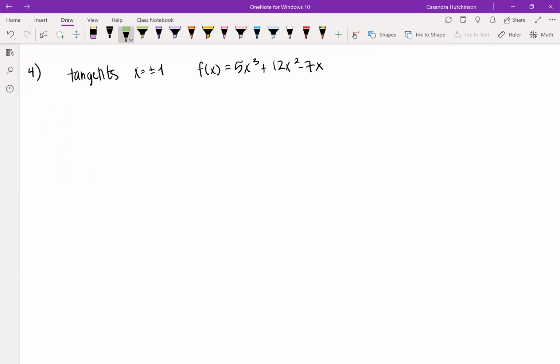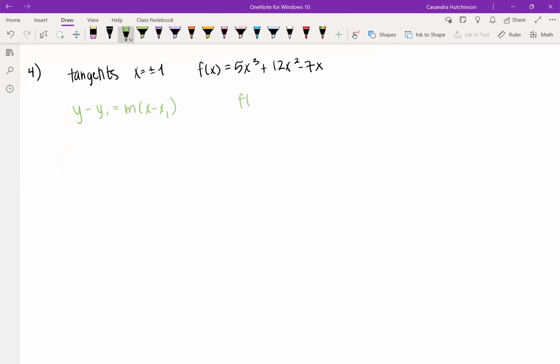A tangent line is a straight line, which means it could have the form y minus y1 equals m times x minus x1. As I've said before, this is the most convenient form for a straight line when we are doing tangents because I can plug the x1 and y1 in right away. I know the x1, well, there's two of them. One is positive 1 and one is negative 1, but I need to know the y's that correspond with this. So let's go ahead and find that.